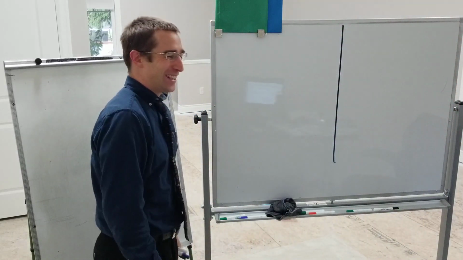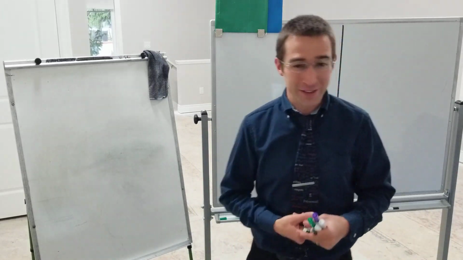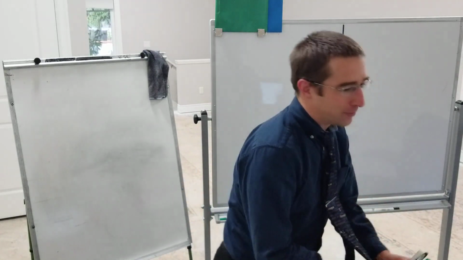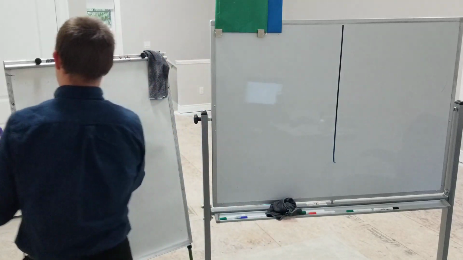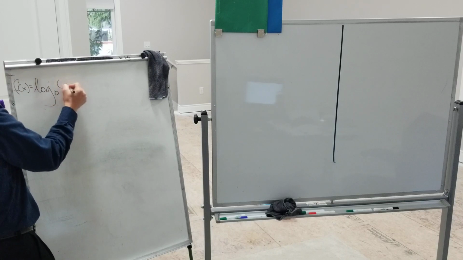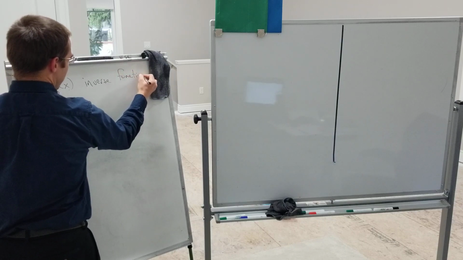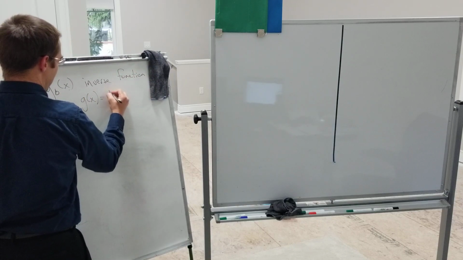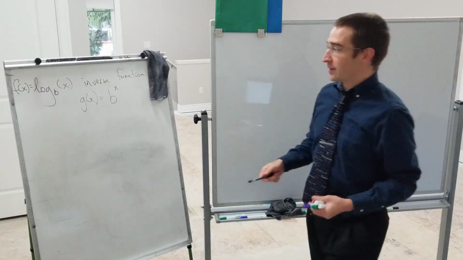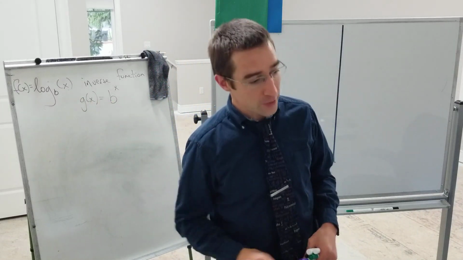So our learning targets today are evaluating just simple logarithms, graphing logarithmic functions, and looking at some basic properties of logarithms. So remember, we talked about this. f of x equals log base b of x is the inverse function to g of x equals b to the x. Right, those are inverse functions. If you were to graph one and graph the other, they'd be reflections over the line y equals x.